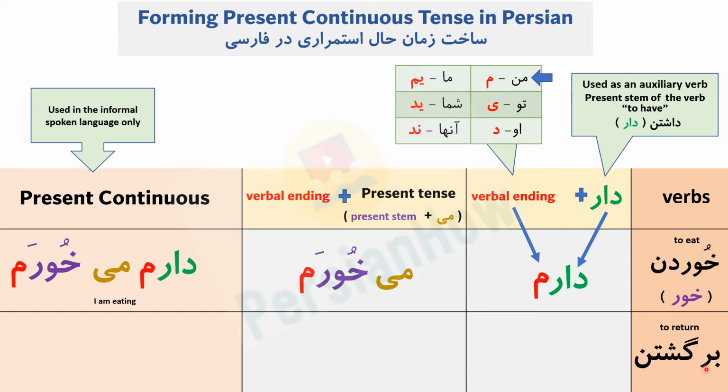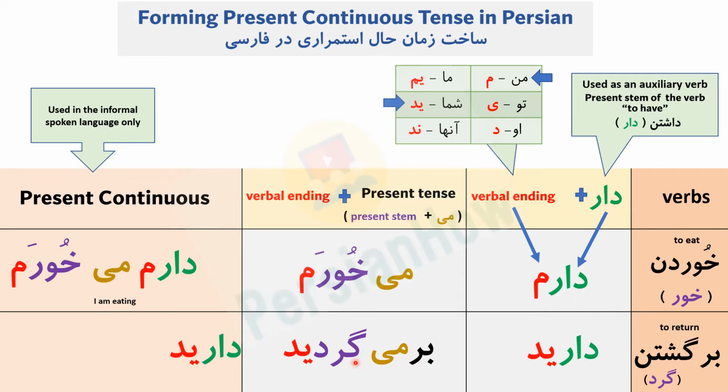Let's take a look at the second one. The second one is a compound verb, برگشتن. Students always think برگشتن is a simple verb, but no, it is not a simple verb. It is a compound verb. This is a non-verbal part, and it is a preposition. All right, so now let's say the subject is شما. So this would be the conjugation for شما. So دارید, and then برگشتن, گرد is the present stem. So بر می گردید.